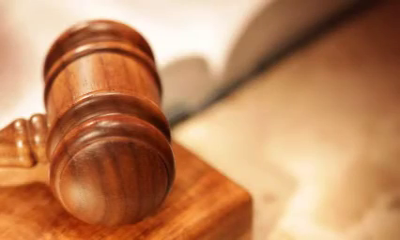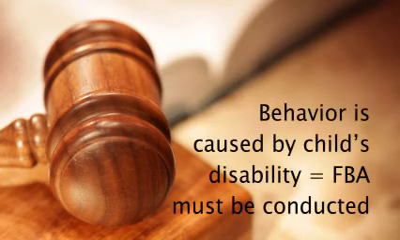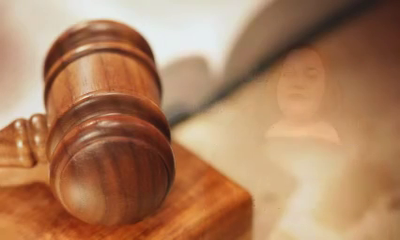The outcome of the manifestation determination review guides the FBA process. If it is determined that the behavior is caused by the child's disability, an FBA must be conducted if it was not done previously. If the behavior is determined to not be a manifestation of the child's disability, an FBA may be conducted as appropriate. If the student's misconduct involves weapons, drugs, or serious bodily injury, an FBA may be conducted as appropriate.